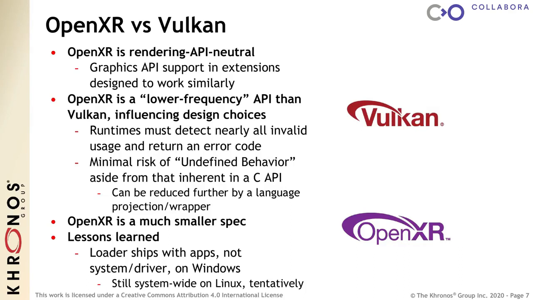However, just because OpenXR takes a lot of its practices from Vulkan does not mean that it's exactly like Vulkan. OpenXR is rendering API neutral. So despite the fact that there are some Khronos rendering APIs, OpenGL, OpenGL ES, Vulkan, there are also non-Khronos rendering APIs, the Direct3D family, that are also supported by OpenXR. All graphics API support are in extensions. All these extensions are designed to work similarly, despite the fact they're working with different rendering APIs.